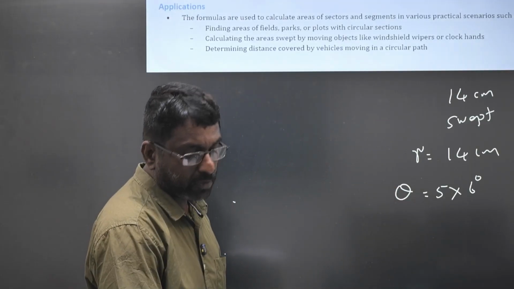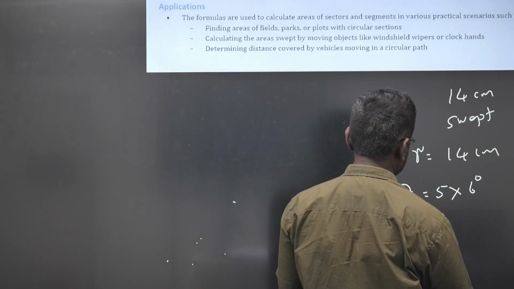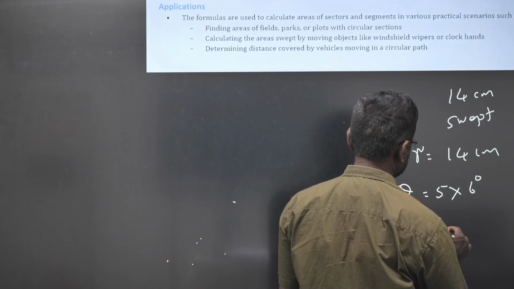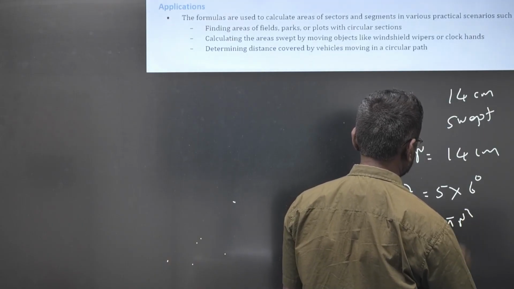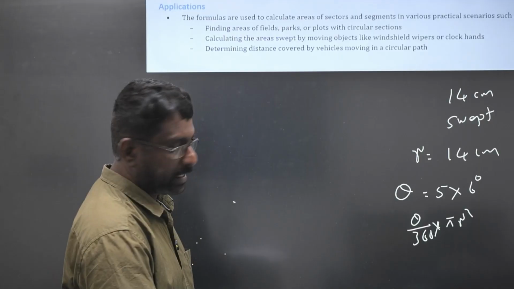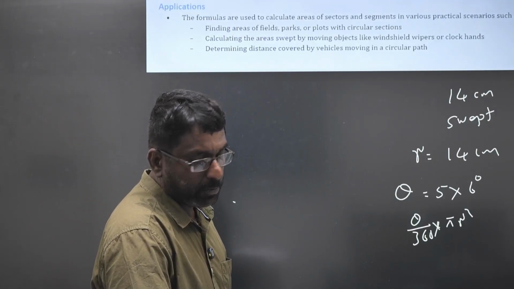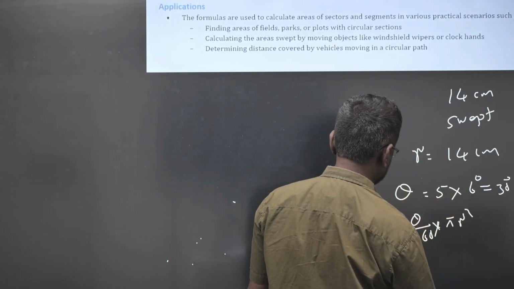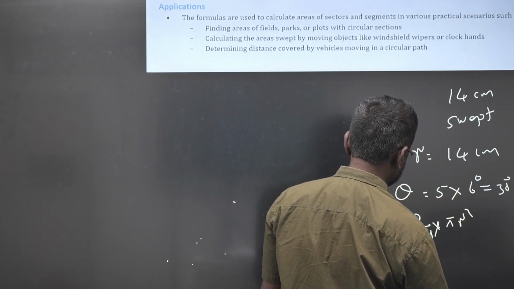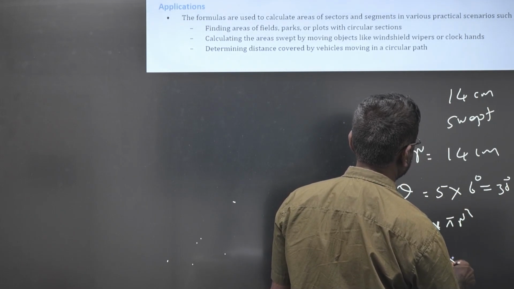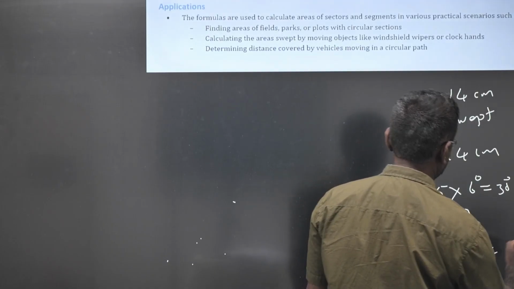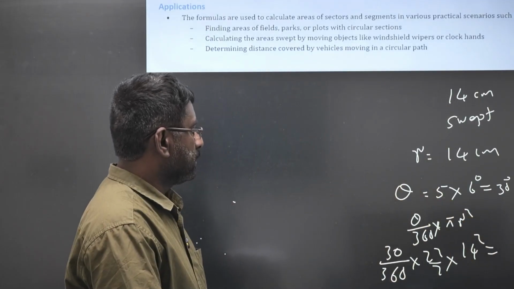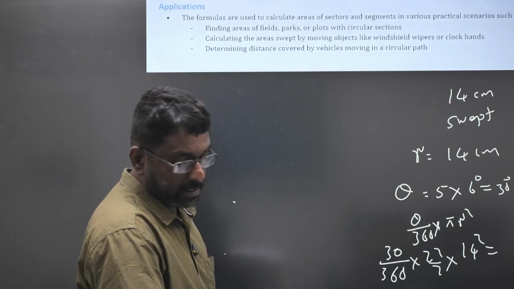What is the formula for finding the area of the sector? Theta divided by 360 into pi r square. That is the area of the sector. Here theta is equal to how much? 30 degree. That is 30 divided by 360 into 22 by 7 into r square, what is r? 14 square.